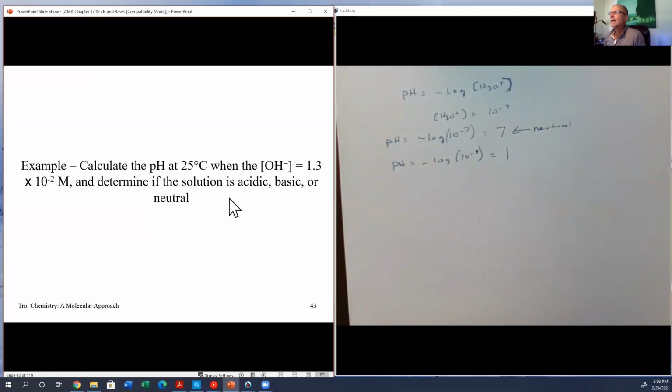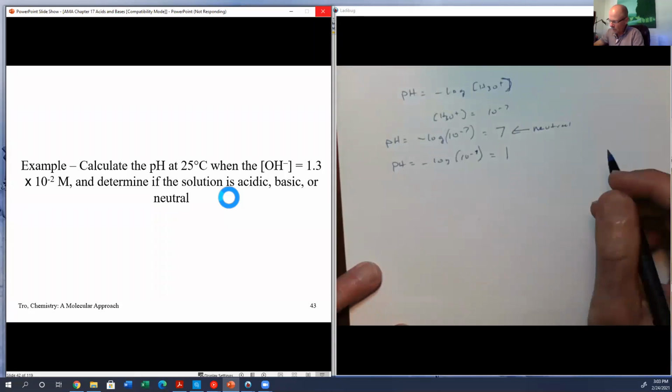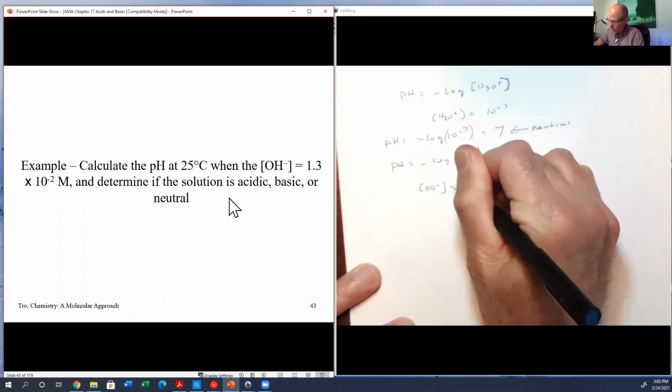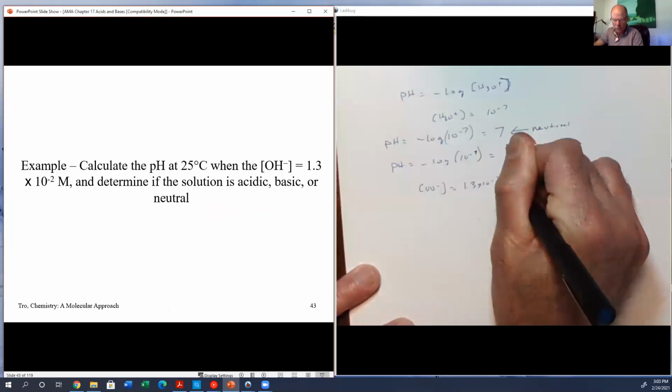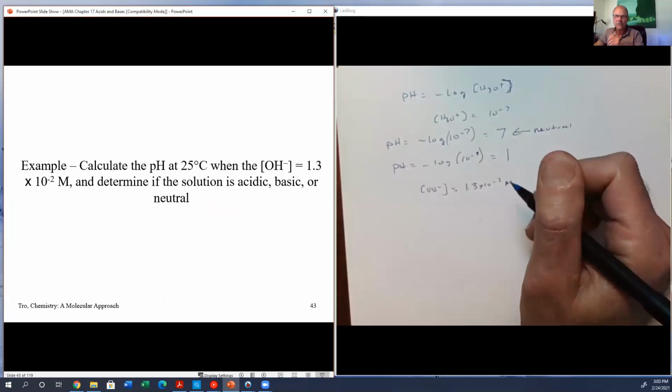Okay, so let's do an example here though. Calculate the pH at 25 degrees when the OH minus is 1.3 times 10 to the minus 2 molar. Okay, so if OH minus is equal to 1.3 times 10 to the minus 2 molar, right? Then what is the pH?